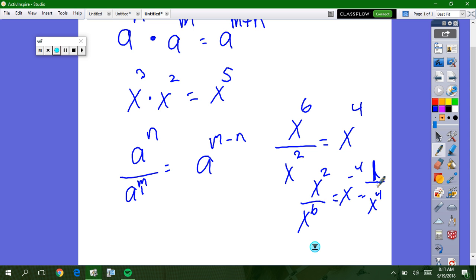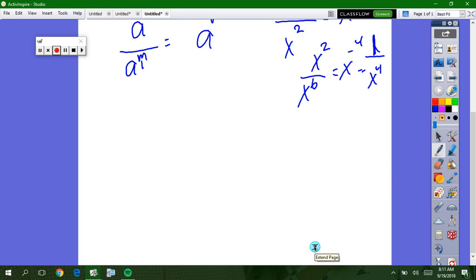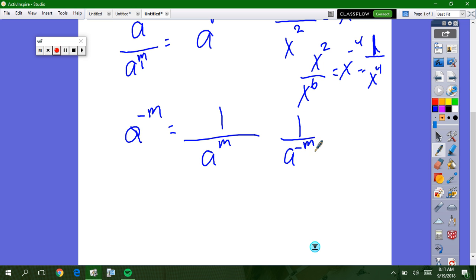So here's my little saying. If I ever have a negative exponent, I jump the line and change its sign. What if it was downstairs? Where would it go? Upstairs, right? So if it was like this, what would it be? A to the m.